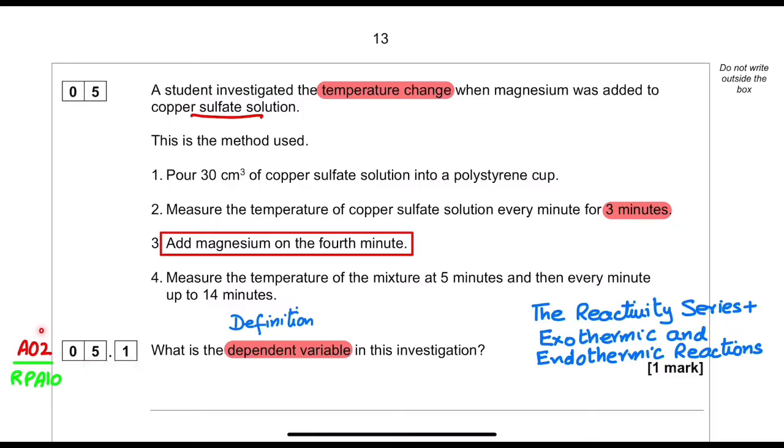5.1 is an AO2 question, and this question is from the required practical activity number 10. The topics are the reactivity series, exothermic and endothermic reaction. The question is, what is the dependent variable in this investigation? We can see here in the given statement, the student is investigating the change in temperature. So the dependent variable in this investigation is the change in temperature or the temperature change.